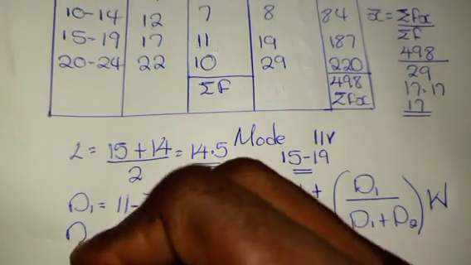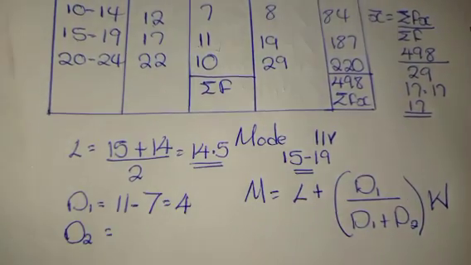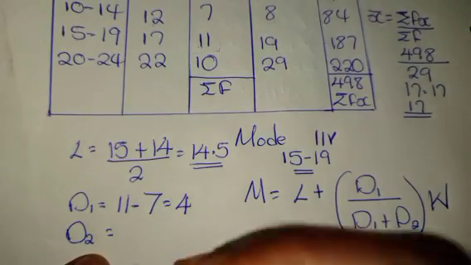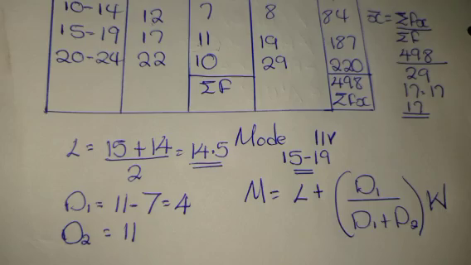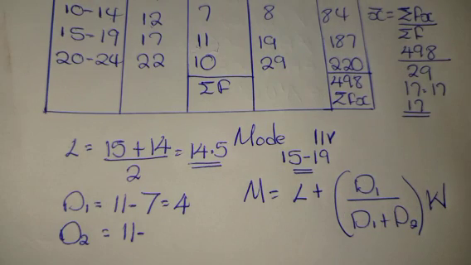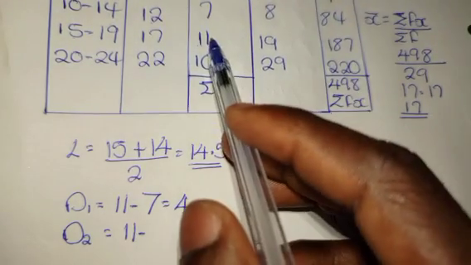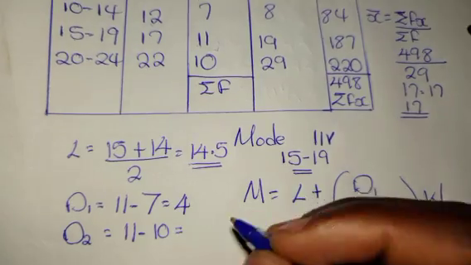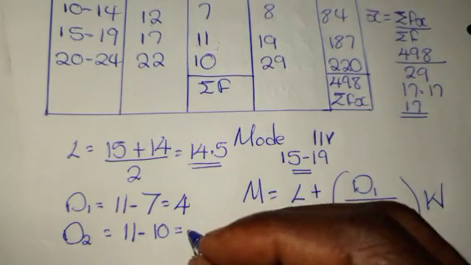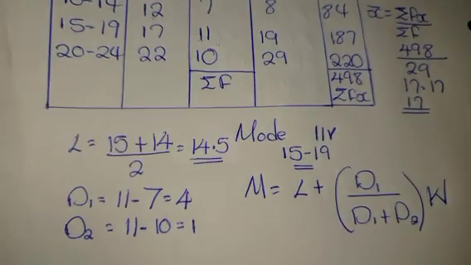Then for you to get D2, D2 is simply the difference of the original mode frequency subtracted with the frequency after the mode class, which was 10. So if we subtract 11 minus 10, you get 1.